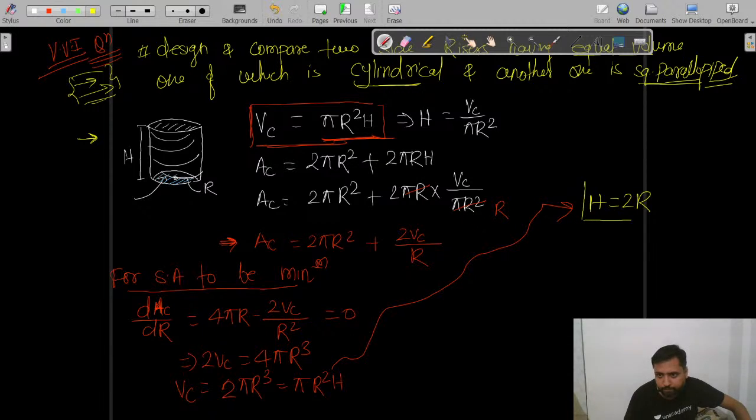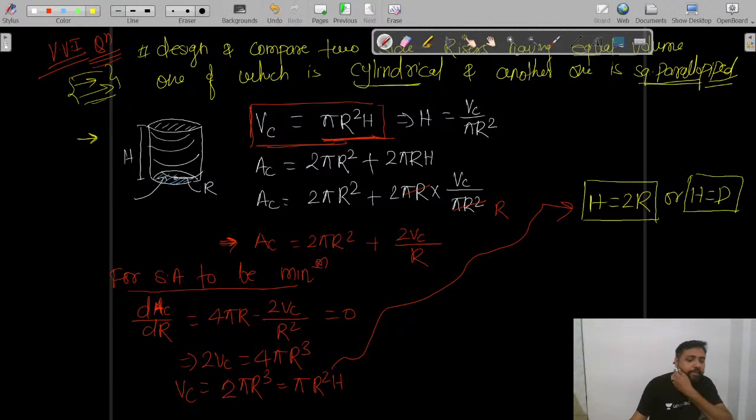So height should be equal to diameter. This is the conclusion you got from here: if it is a cylindrical riser, its surface area will be minimum when this height is equal to this diameter, or this height is equal to 2 times the radius. Fine, dear students.